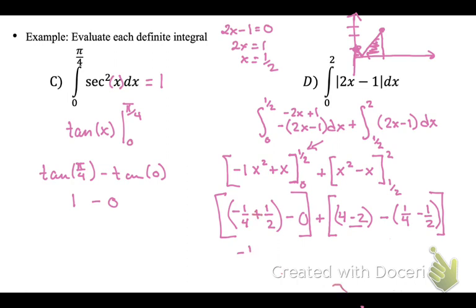Okay, so now I've got negative 1/4 plus 1/2 plus 2 minus 1/4 plus 1/2. Let's try this again. 1/2 and 1/2 is a whole, right? So that gives me 3 minus 1/2. So 3 would be 6/2, right? Because 1/2, 3, and 2 is 3. So 6/2 minus 1/2 is 5/2.